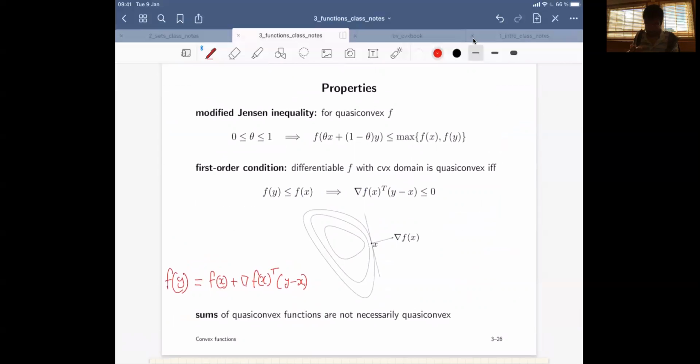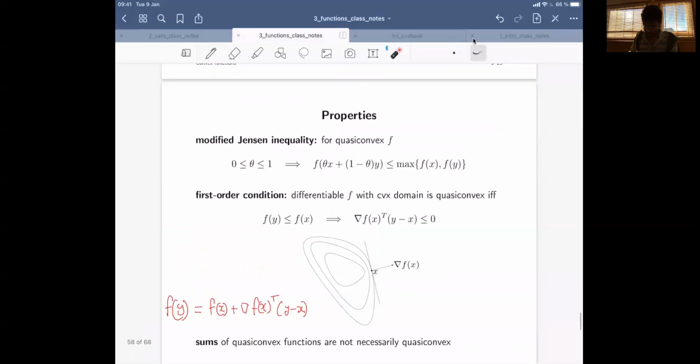For a quasi-convex function, we can again use the Jensen inequality in a slightly modified way. So what was the Jensen inequality? In a convex function, f of the convex combination has to be less than or equal to theta f of x plus (1 minus theta) f of y. This is what Jensen's inequality says, right?